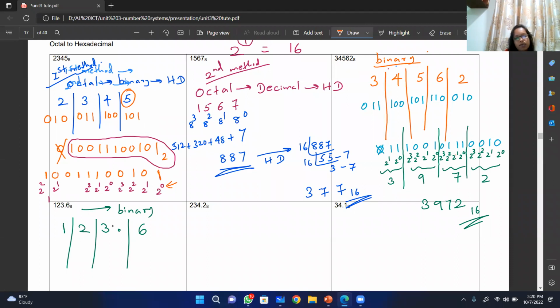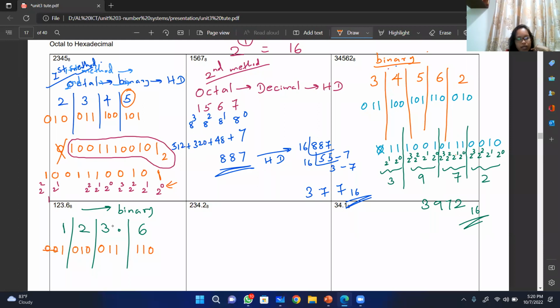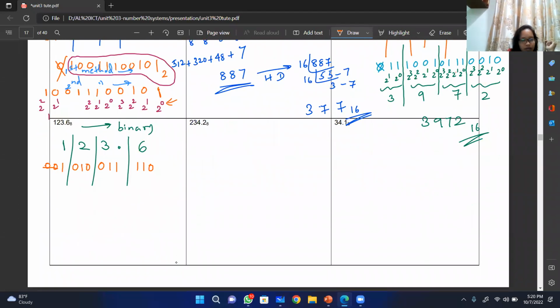Yes, 6. What is the binary value of 6? Yes, 110. 3, 011. 2, 010. 1, 001. So here the first 2 zeros we can just omit, and the binary value is 1010011.110. Now we have to convert this into hexadecimal.